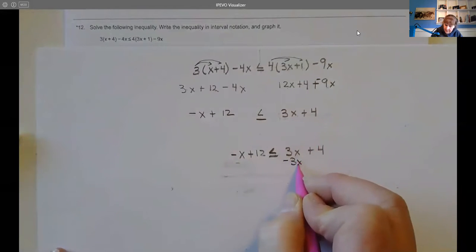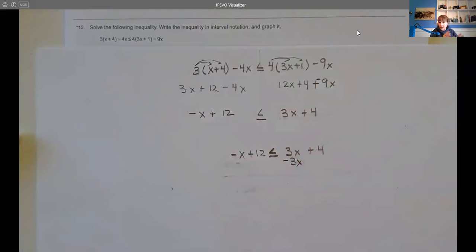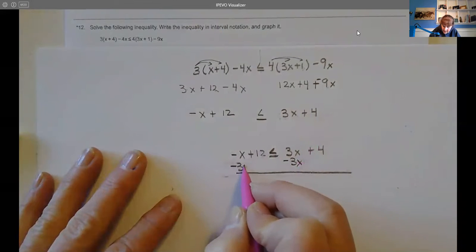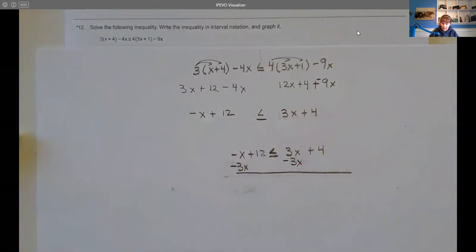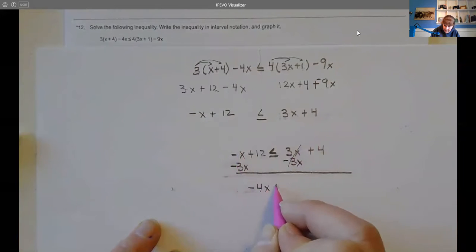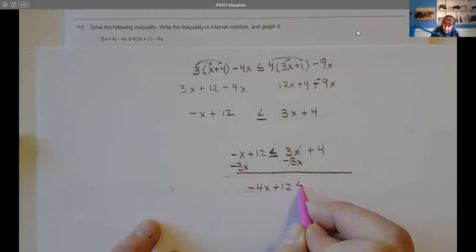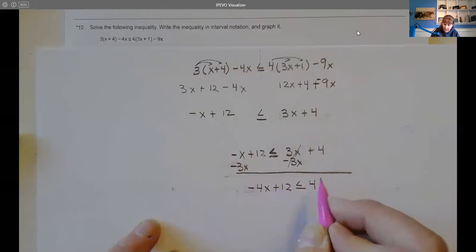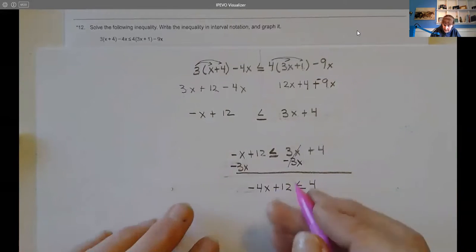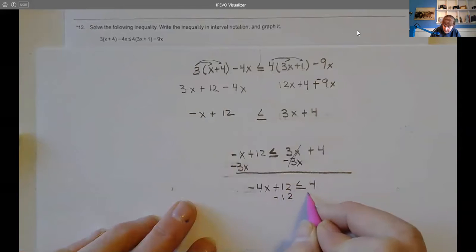Subtract 3x because I want the x's on the left. So I'm going to get rid of them on the right, adding the opposite, minus 3x. So these are gone: minus 4x plus 12 less than or equal to 4. When you get to this point, it's two steps. We'll get rid of what's being added, the 12, and then we'll get rid of that minus 4. Again, we'll subtract 12.